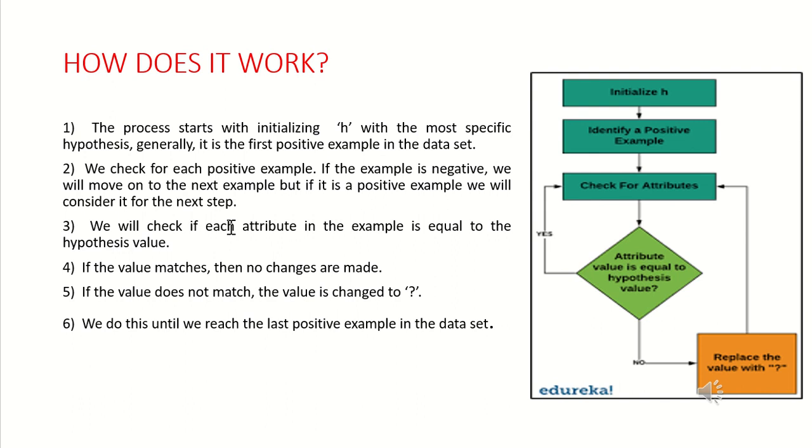Coming to the flow chart, the first step is initialize H, and we identify the positive examples, meaning choosing only the positive ones and ignoring the negative ones. Then we check the attributes, comparing the current value with the previous value. If the attribute value is equal to the hypothesis value, yes; but if it is no, we come out of the loop and replace the value with a question mark.